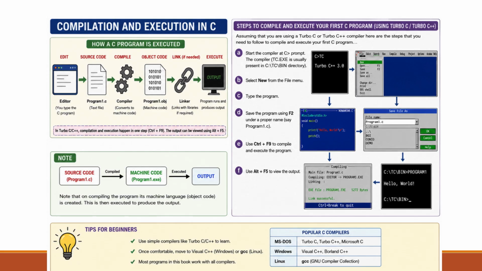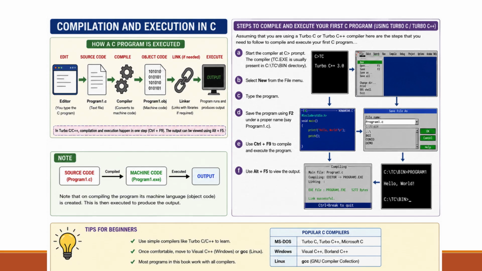A program saved with a C extension, also called source code, is compiled by a compiler into machine code with the .exe extension, which is an executable file that produces output when executed. You can see below, on the slide, different types of compilers for different operating systems. Every OS has its own compiler, like Turbo C, C++, Microsoft C for DOS, Visual C++, Borland C++ for Windows, and GCC for Linux. Now, how do you open it?